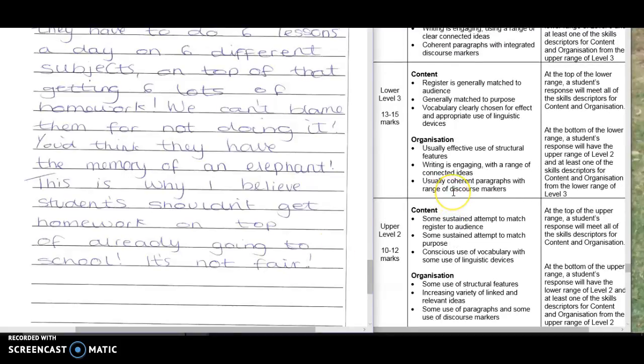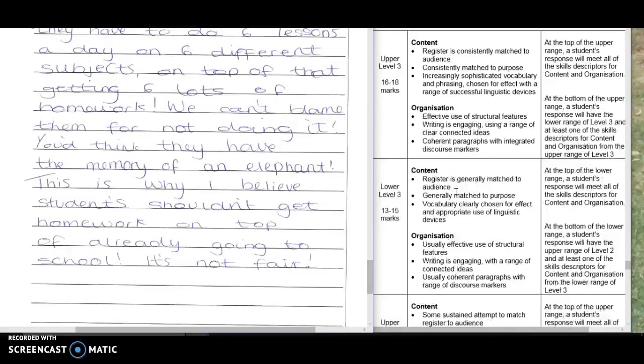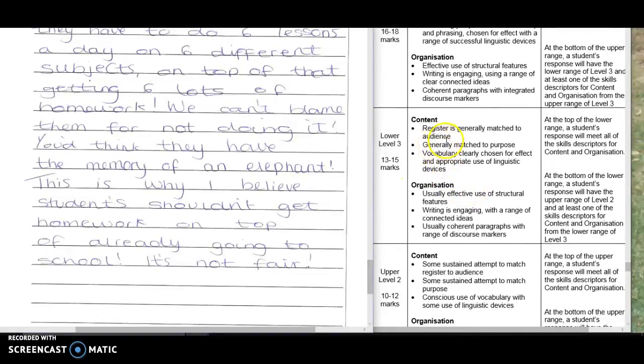If we look now at the mark scheme, if we look at the lower level 3, register is generally matched to audience. I would say it is, yeah, and it's generally matched to purpose. Vocabulary clearly chosen for effect and appropriate use of linguistic devices. You have used some linguistic devices, you've used rhetorical questions, alliteration, survey, we've got a metaphor in there. It might have been nice if you'd added some statistics, for example, 8 out of 10 students when asked say that they hate doing homework or something like that, just to add a bit of variety to your linguistic devices.